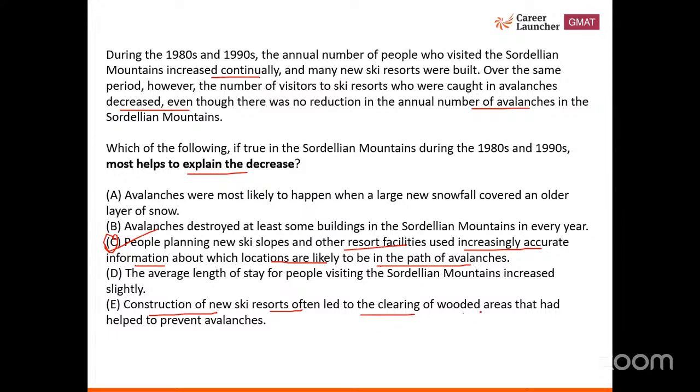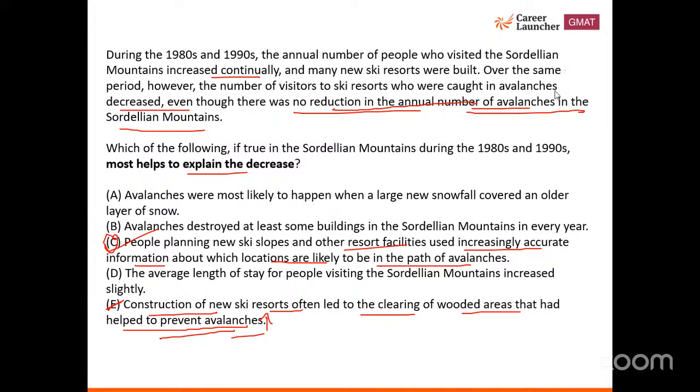Construction often led to the clearing of wooded areas that help to prevent avalanches. Whoever has gone with E part, guys, by the way, let me tell you, the only logical thing you could possibly say with E part is that the number of avalanches increased, but that has been given to you as a fact here: no reduction in the number of avalanches. And if the number of avalanches increased, all the more reason more people should have been caught in avalanches rather than fewer. So I hope you get the idea that it's not going to be helpful if I go with E part. That is just irrelevant here.